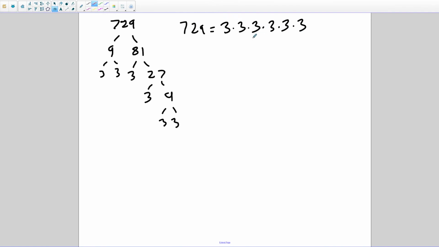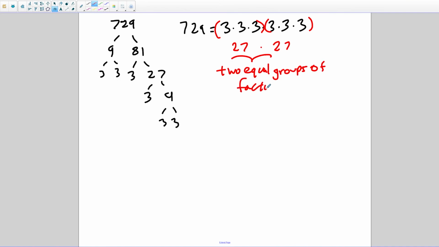So for the first portion, trying to prove that this is a perfect square means that I would be able to divide this into 2 equal groups, which I absolutely can, which means that I've got 27 times 27. So I've got 2 equal groups of factors, therefore it's a perfect square.